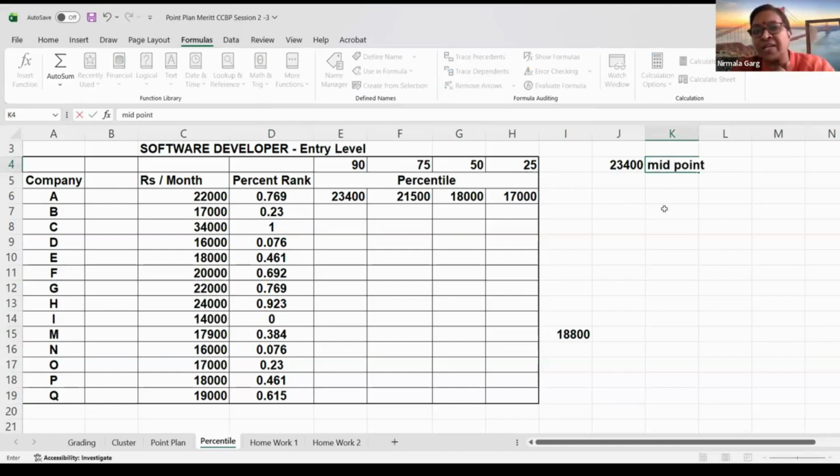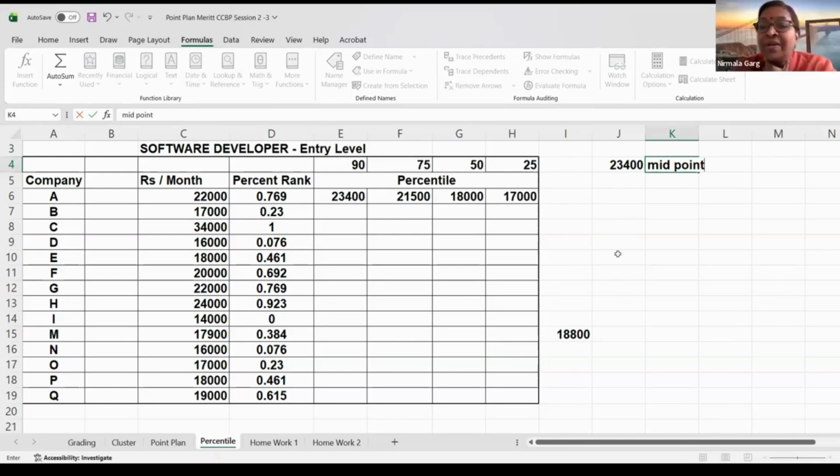This is my midpoint for which salary range? Entry level. Then I will create a salary range, min and max. Are you with me, guys? I'll give you the formulas later on how to calculate min and max, how to create this salary range. Ma'am, why is this the midpoint?